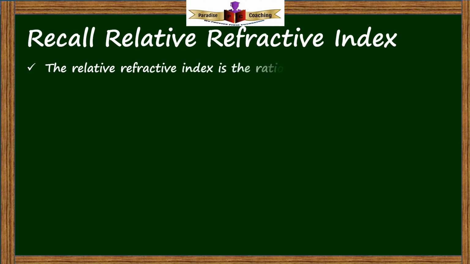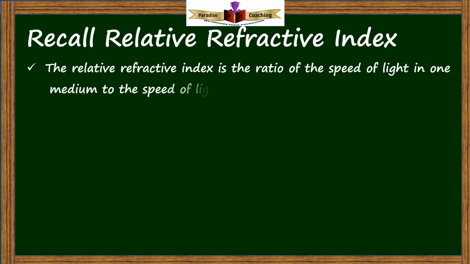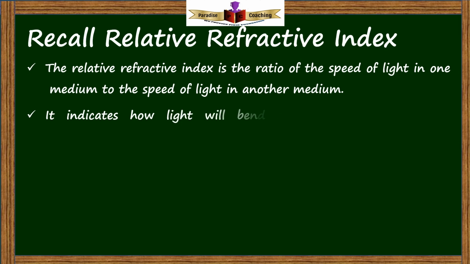The relative refractive index is the ratio of the speed of light in one medium to the speed of light in another medium. It indicates how light will bend or change direction when transitioning between two different media.